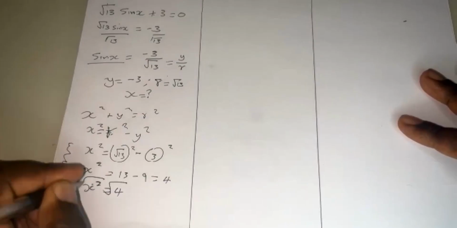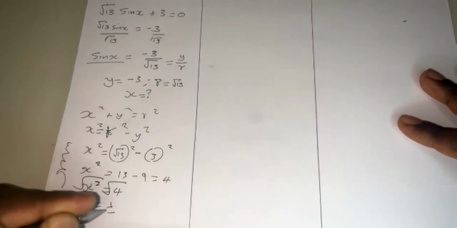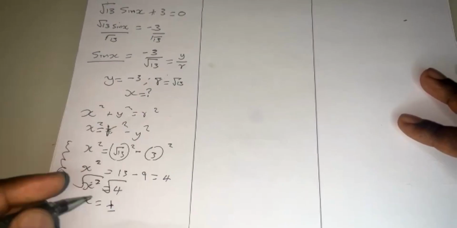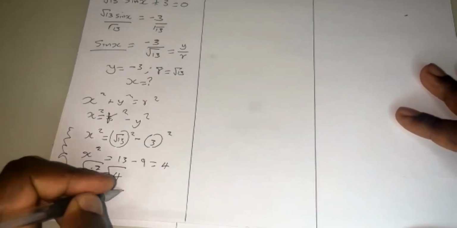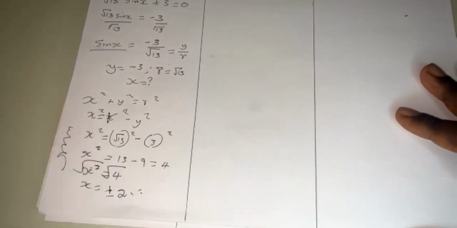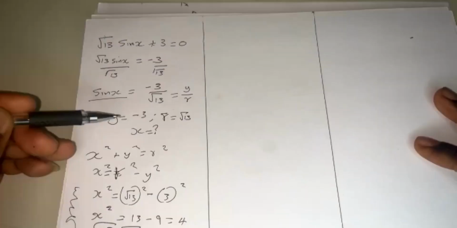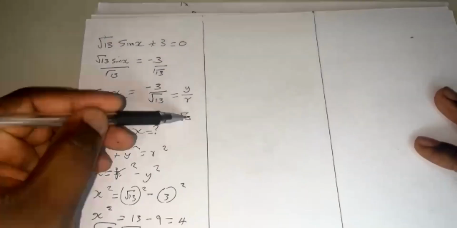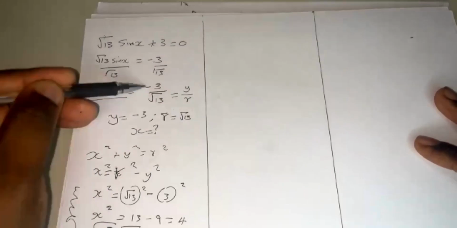Then I square root both sides. I will have x is equal to plus or minus the number under the square root, so the answer is 2. Since the value of y is negative, r cannot be negative. I cannot take a negative and put it below the character r.